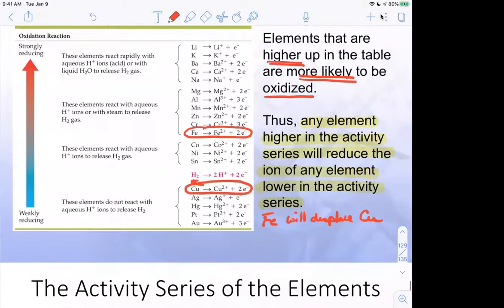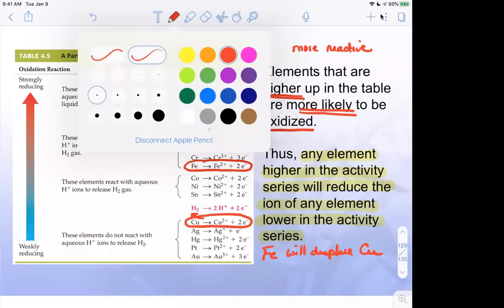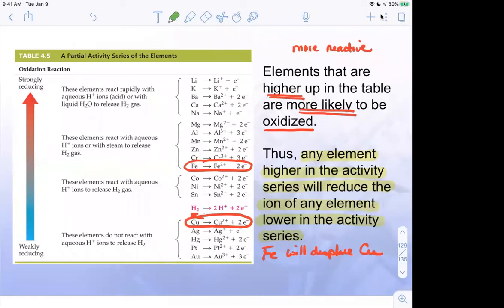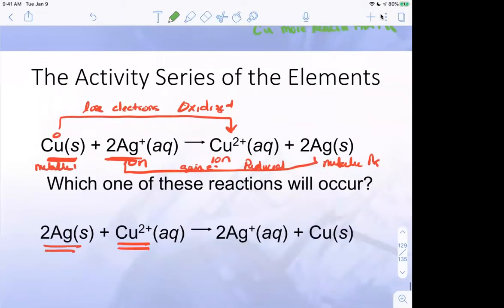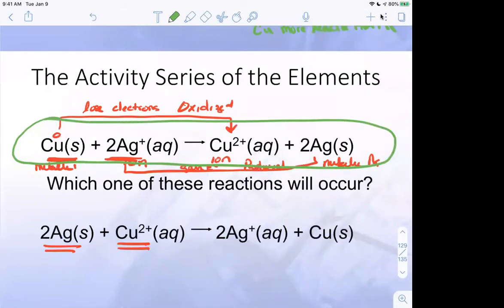So I want to go back up here and look at copper again, because that's what we're comparing, but now I'm comparing it with silver. Copper is more reactive than silver, so the copper is going to displace the silver. The silver cannot displace the copper because silver has a lower reactivity. So the reaction that's actually going to occur is this top reaction, because the copper is higher on the activity series.